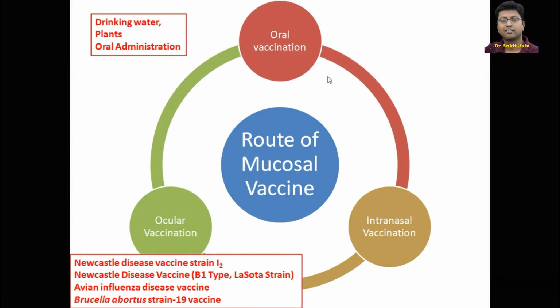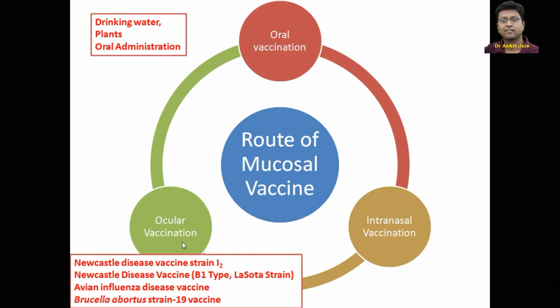Oral vaccination is generally given when the population is very high, and we cannot give it orally one by one to each and every animal by introducing it in the mouth. So we will supply them plants, we will supply them drinking water, and with the help of that water and plants, they will eat it, and they will take the immunity, they will take the vaccine.